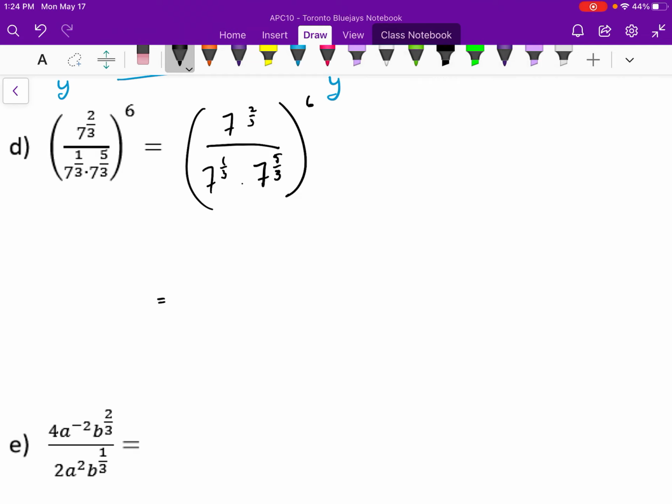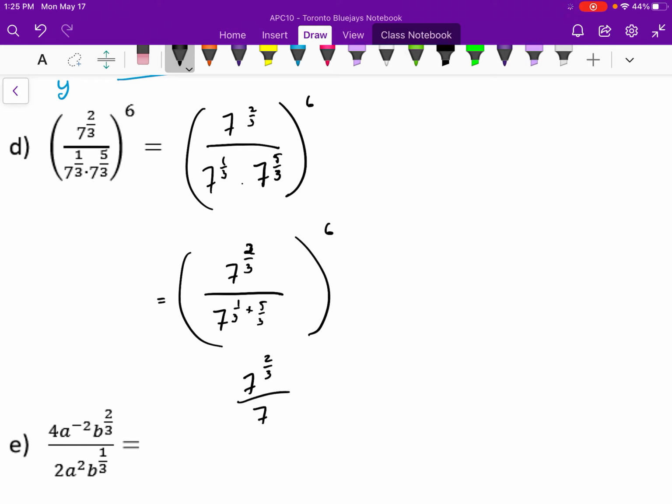For example, I'm going to do this two ways. I think I would personally tackle the denominator first. 7 to the power of 1/3 times 7 to the power of 5/3 is 7 to the power of 1/3 plus 5/3. So now I have 7 to the power of 2/3 over 7 to the power of 2, all to the power of 6.